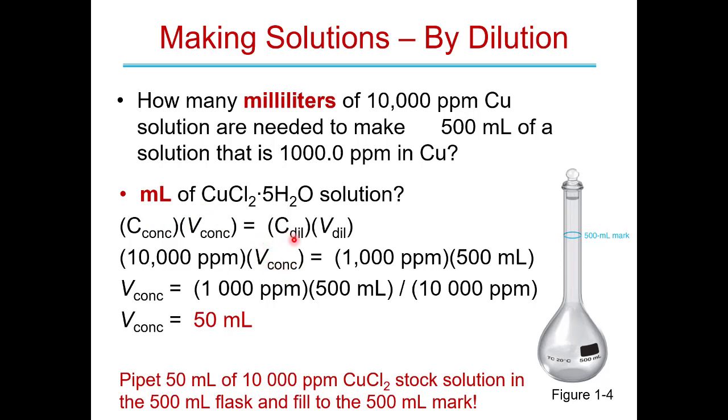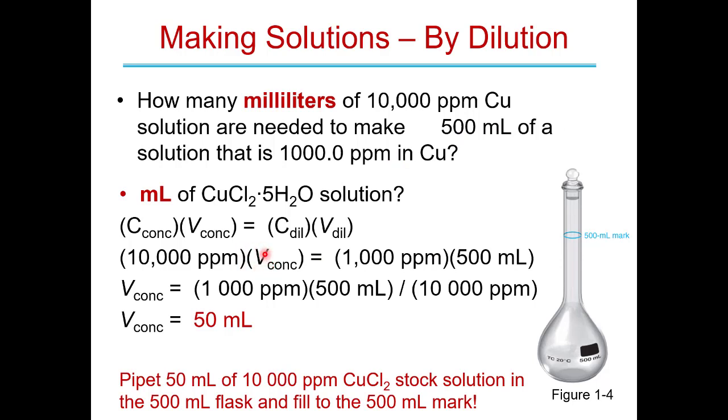The concentration of the dilute solution, we want to make a solution that's 1,000 parts per million in copper. So that's less than our concentrated solution. And the volume of the dilute solution, well, we want to make 500 milliliters because we think that's how much we're going to need for our experiment. So we've got one unknown in this equation.